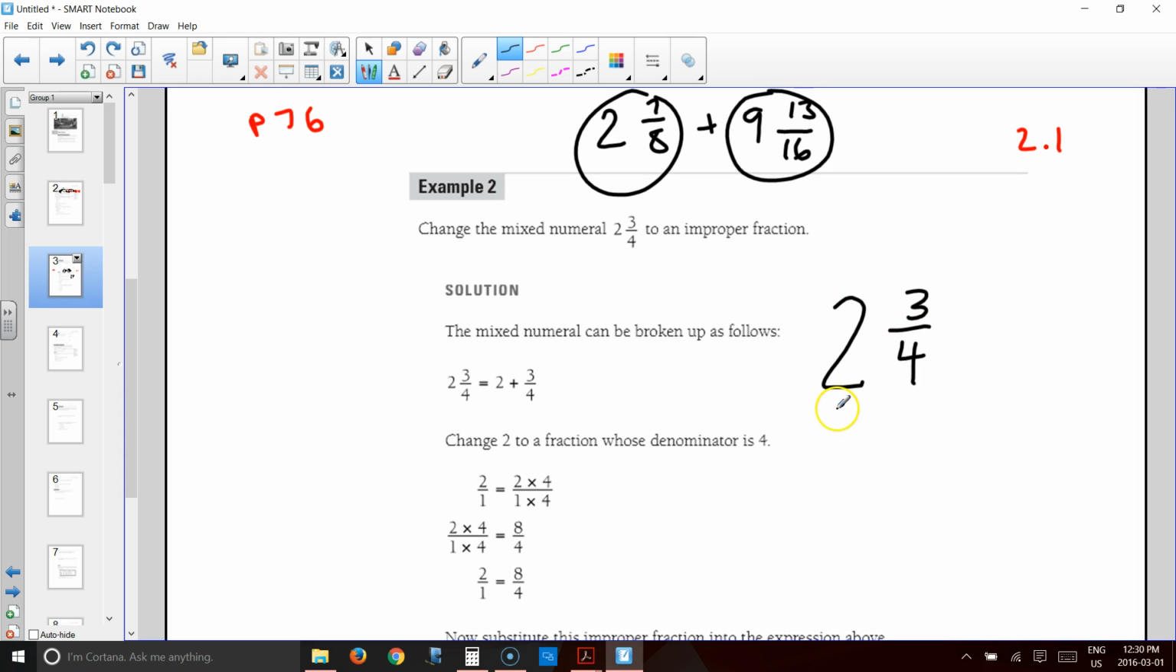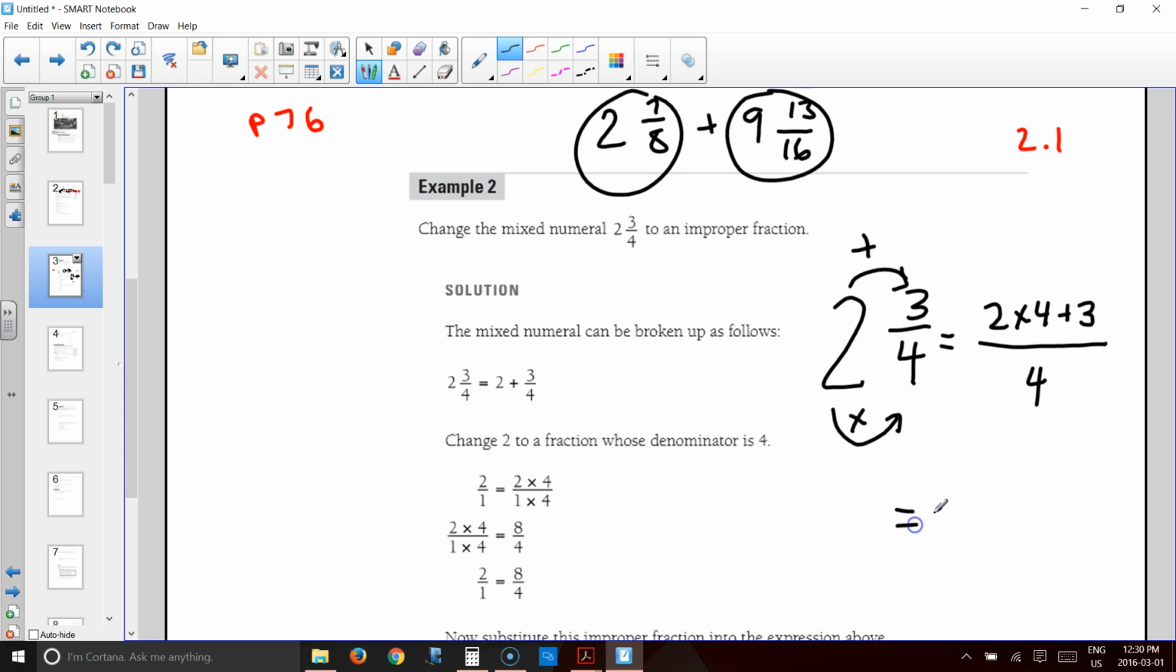I'm going to multiply the bottom with the whole number, and I'm then going to add the numerator, and I'm going to put that all over the denominator. So it looks like this. I would say this equals 2 times 4, and then add the 3, and it's going to be all over 4 when I'm done. So it's the big number times the denominator, then add the 3, and put it all over 4.